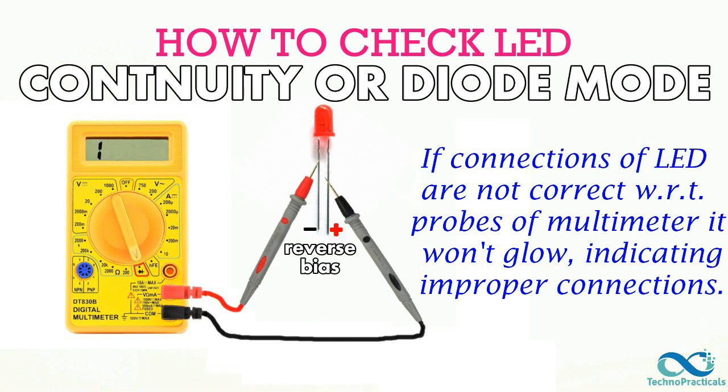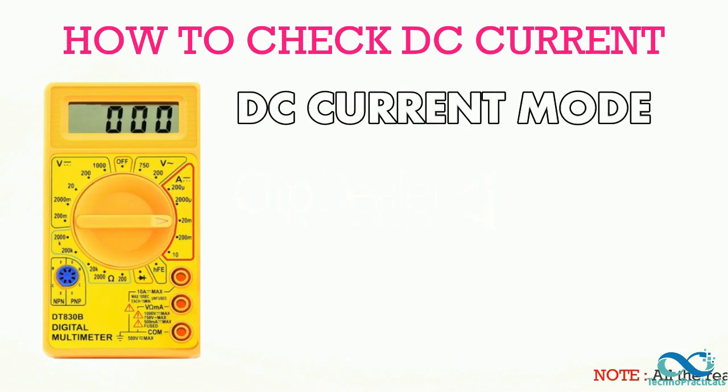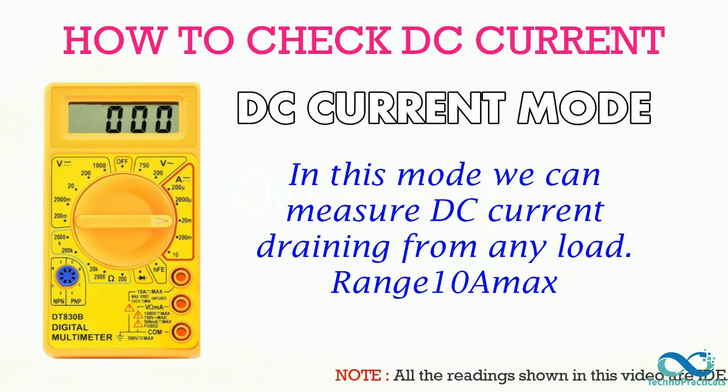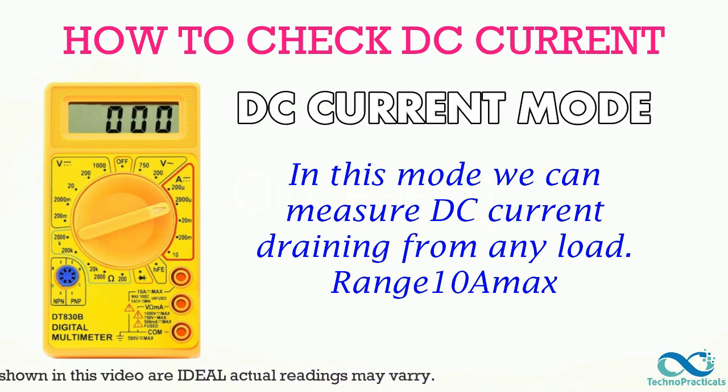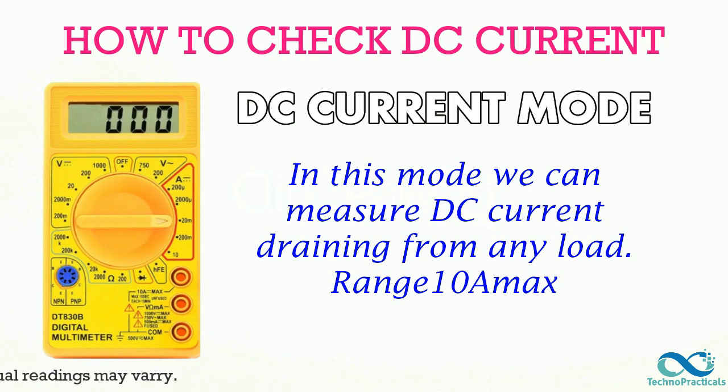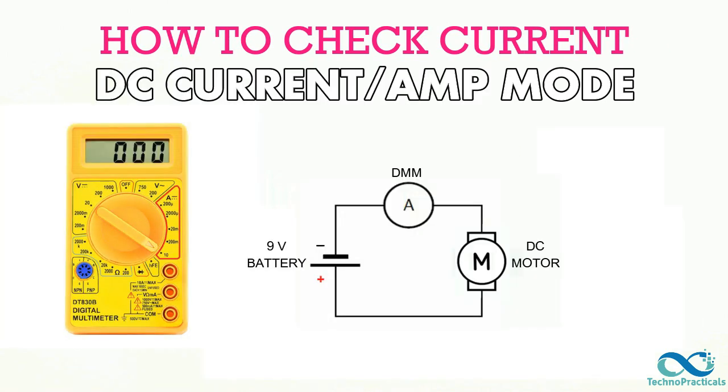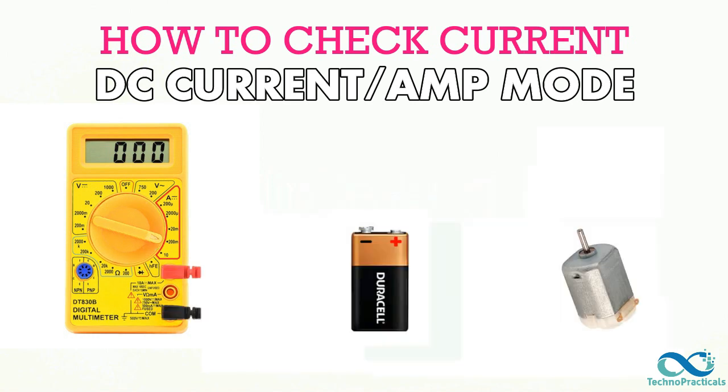In DC current mode, we can measure DC current drawn by any load up to a maximum range of 10 amperes. Now let's take an example of how to measure DC current. Please note, whenever we want to measure DC current, we have to connect the multimeter in series with the circuit. Let's take an example of a DC motor with a 9 volt battery.